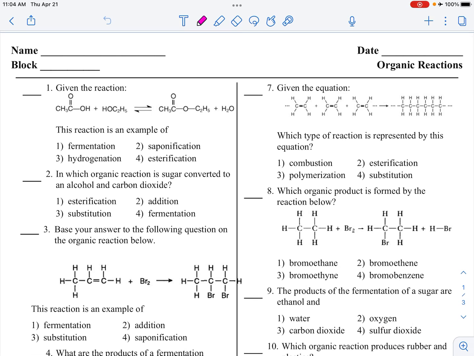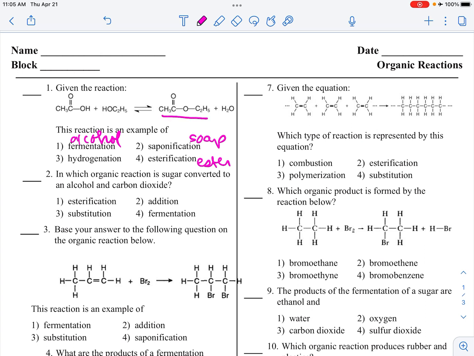Given the reaction, this is an example of... Okay, so let's take a look at what we have, and then we can figure out what we're forming, and then we'll go from there. Before we do, our four choices are fermentation, which is production of an alcohol, saponification, which is production of a soap, hydrogenation, and esterification, which is formation of an ester. So let's see what we formed.